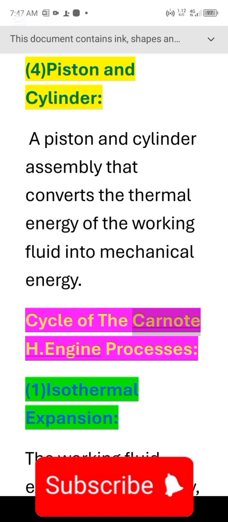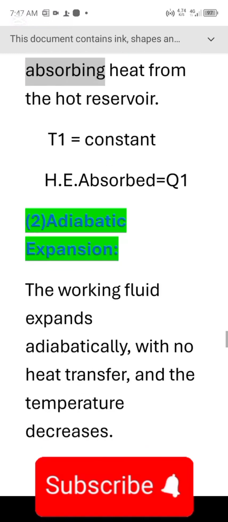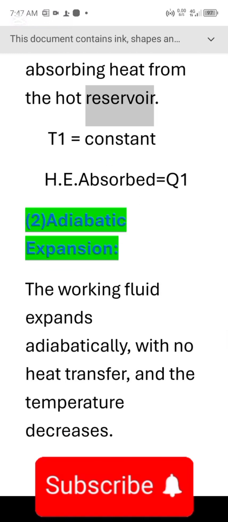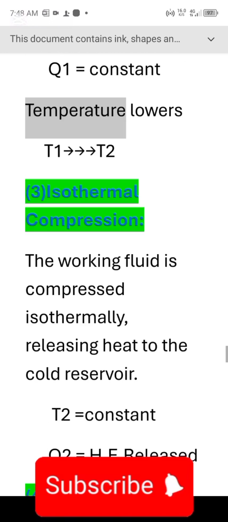Cycle of the Carnot heat engine, processes. One, isothermal expansion. The working fluid expands isothermally, absorbing heat from the hot reservoir. T1 equals constant. Heat absorbed equals Q1. Two, adiabatic expansion. The working fluid expands adiabatically with no heat transfer and the temperature decreases. Q equals constant. Temperature lowers.